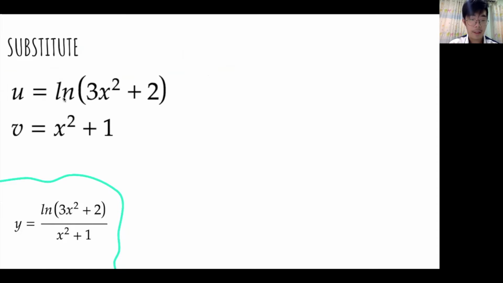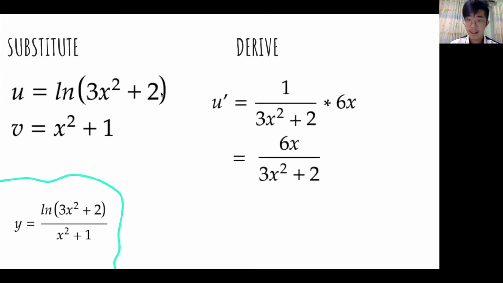In order to differentiate u, this is a ln, so it's going to be 1 over the numbers present in the bracket. So it's going to be 1 over 3x squared plus 2. Now, this isn't over yet because we're also going to have to differentiate 3x squared plus 2 because of the chain rule. So that's going to be 6x multiplied by 1 over 3x squared plus 2. That's going to be 6x over 3x squared plus 2.